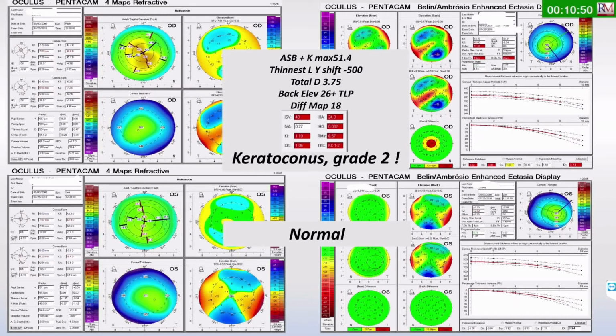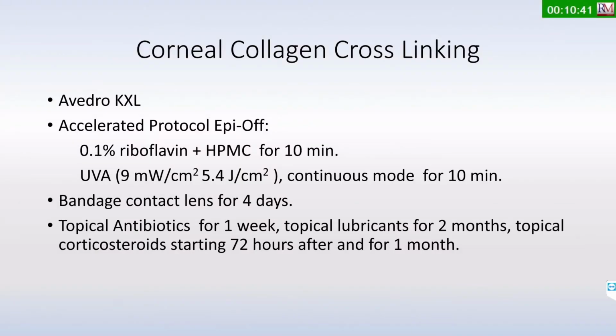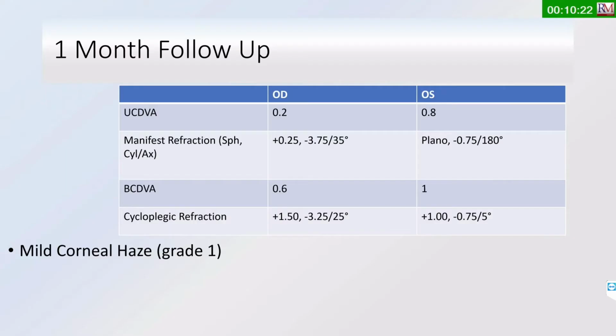So the obvious is this is a case of unilateral pediatric keratoconus, and according to protocol we cross-link immediately. We do not wait for progression like with adult keratoconus. So the usual protocol, which is not our case today: we cross-linked the OD, the right eye, with the accelerated protocol, epi-off, and it has to be the epi-off technique.